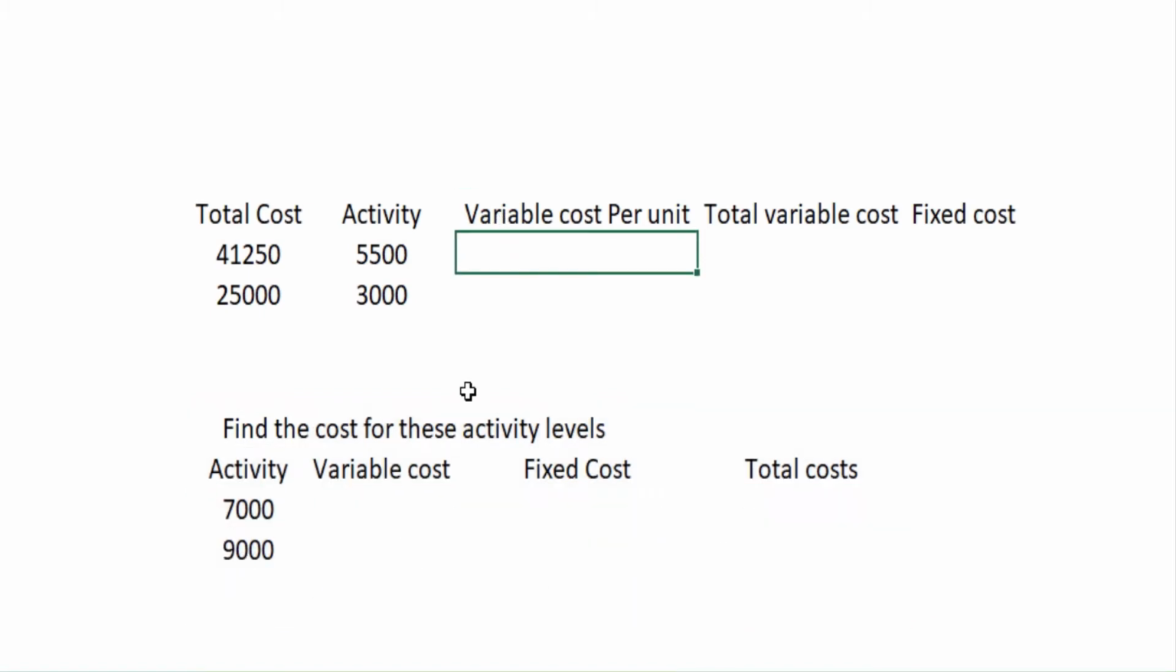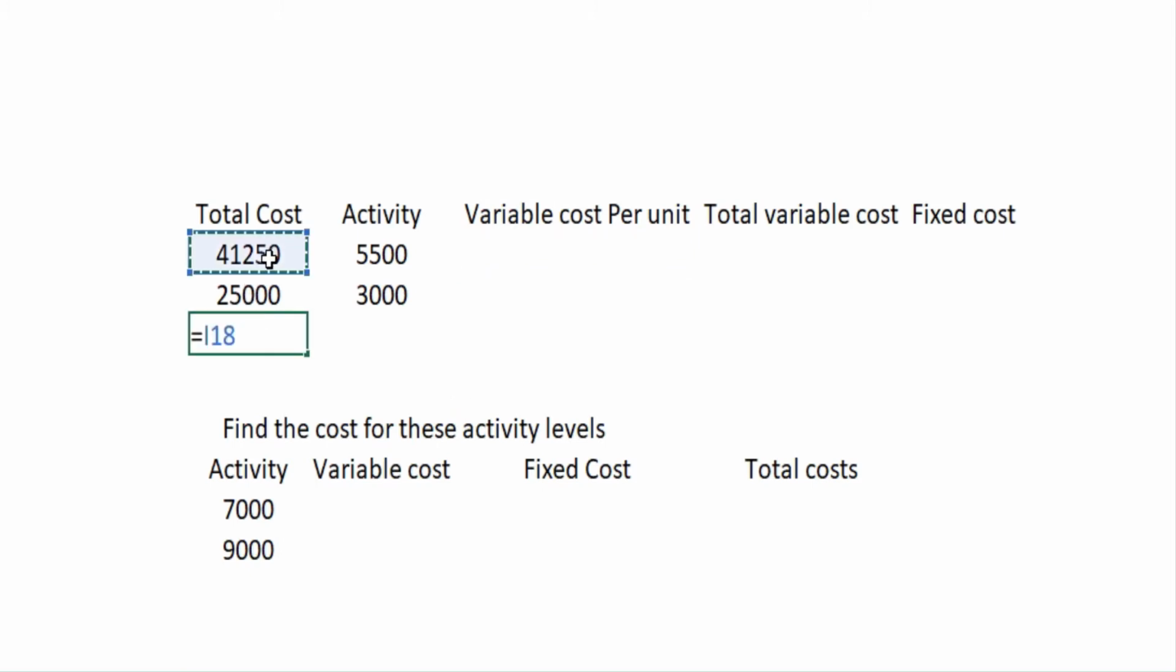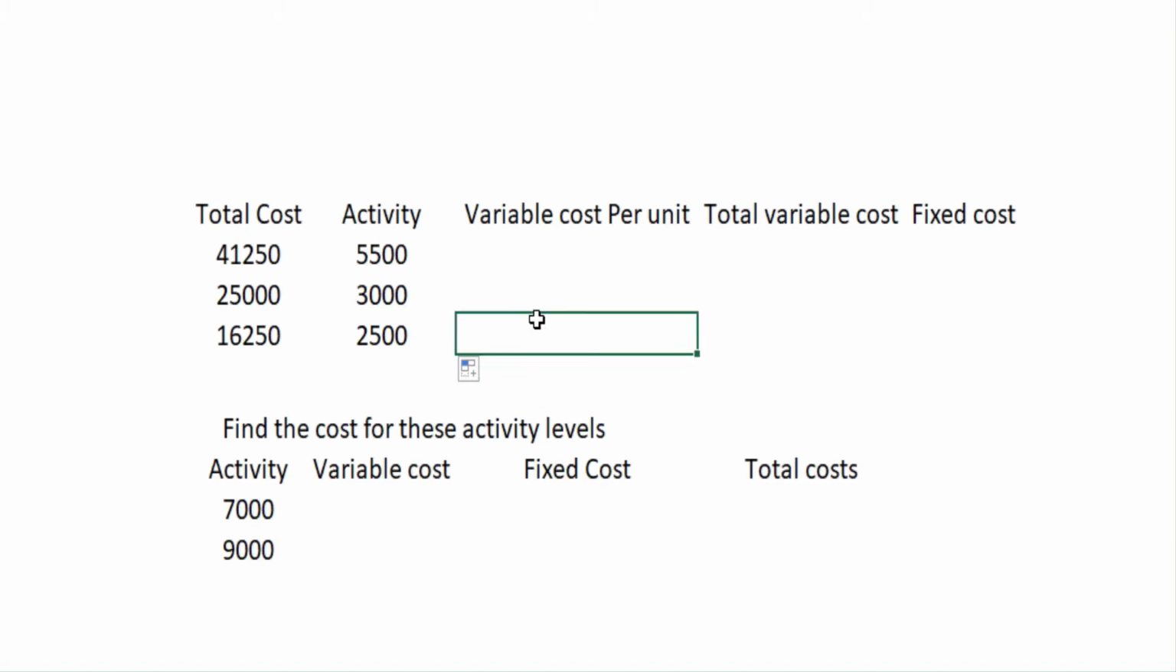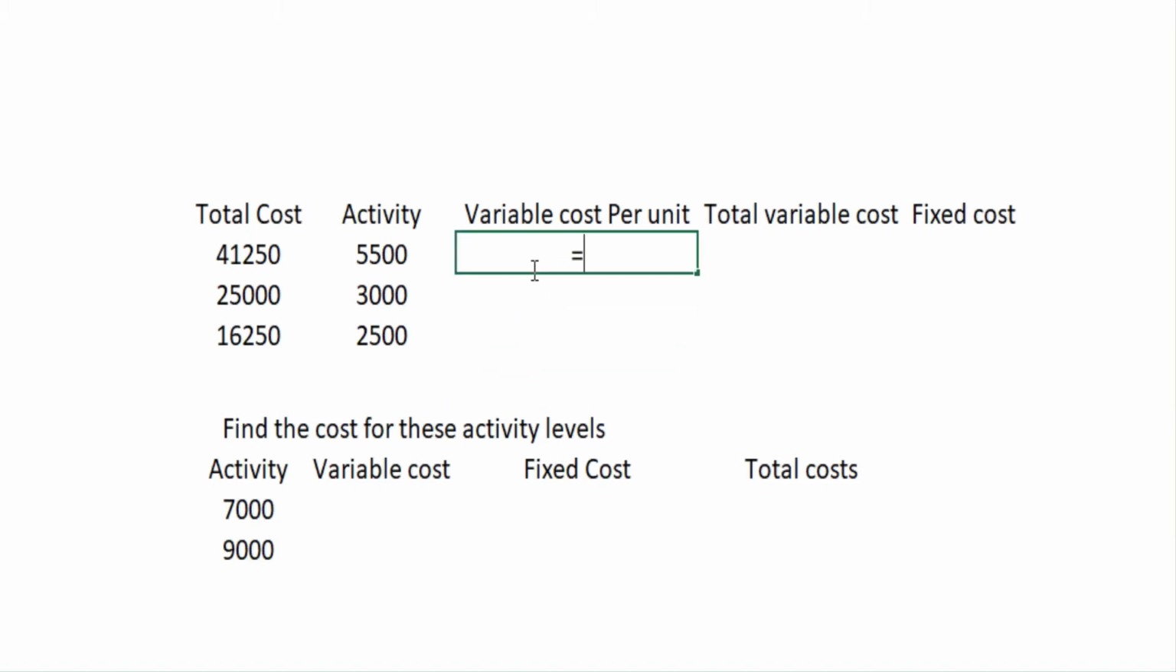Okay. So the first thing we need to do is minus these away from each other. You get the bigger total cost and minus away the smaller, and you do the same for activity level. It's 5500 minus 3000 equals 2500. Now to get the variable cost per unit, you just need to get the total cost divided by the activity you just worked out, and you end up with a variable cost per unit of 6.50.